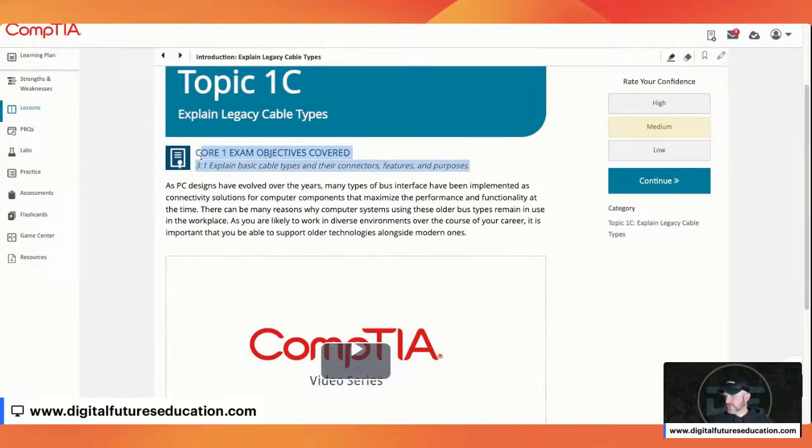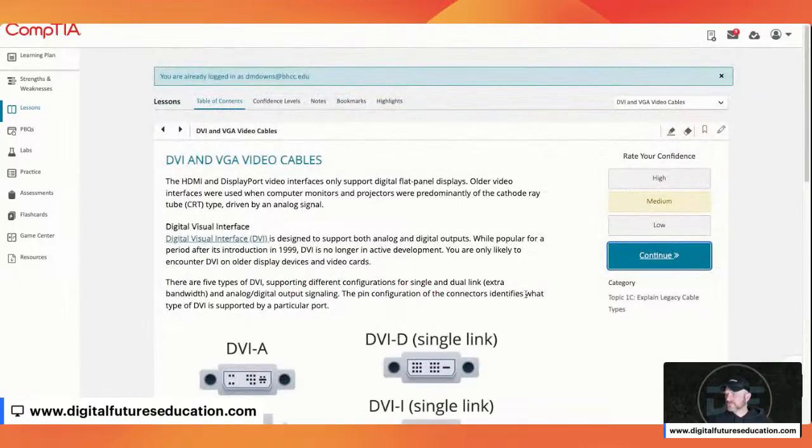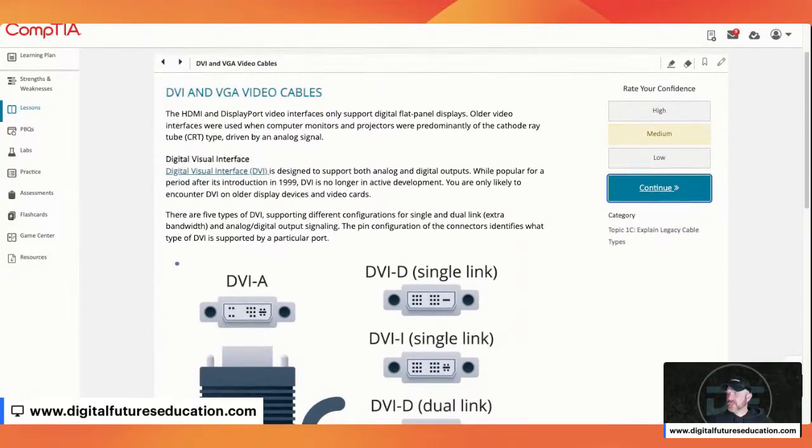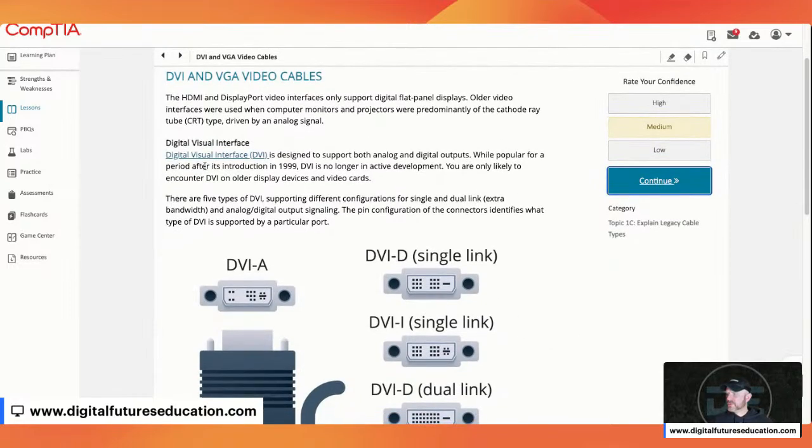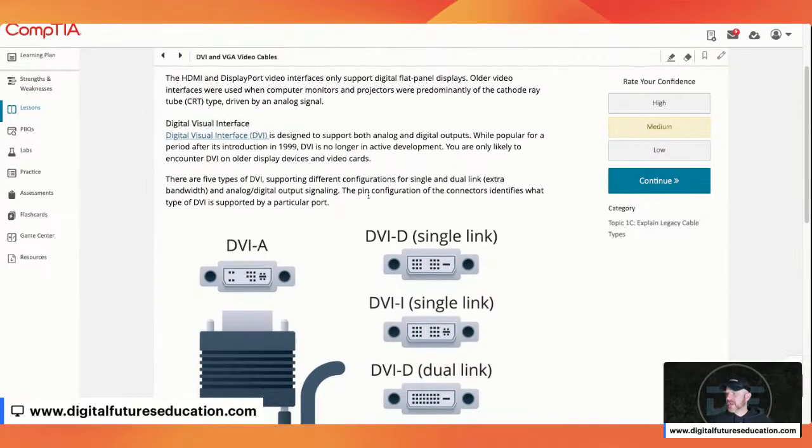So the goal here is to explain basic cable types and their connectors, features, and purposes. So we have DVI and VGA video cables. The Digital Visual Interface is a legacy video interface that supports digital only or digital and analog signaling. That's the DVI. DVI is no longer an active deployment. You are only likely to encounter DVI on older display devices and video cards. So just keep that in mind.